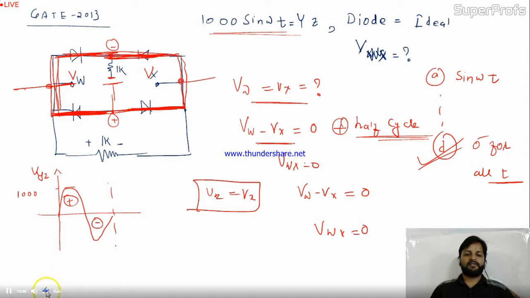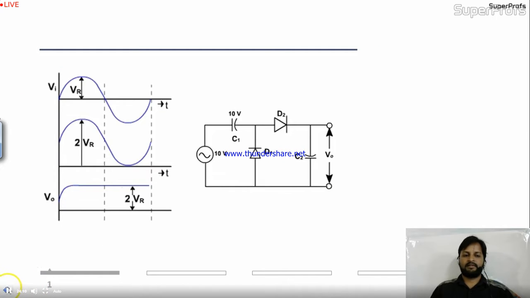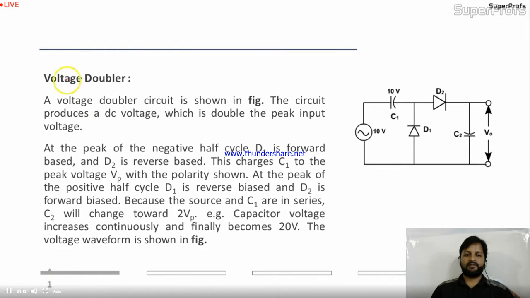Now let's take the next topic, and that is the voltage doubler, right? Wait a minute. This is the voltage doubler. Friends, as the name says, this is the voltage doubler. It means this is a device which will double the voltage. Whatever you apply, it will double it. Yes, friends, this will double the input voltage. How will it double the voltage?